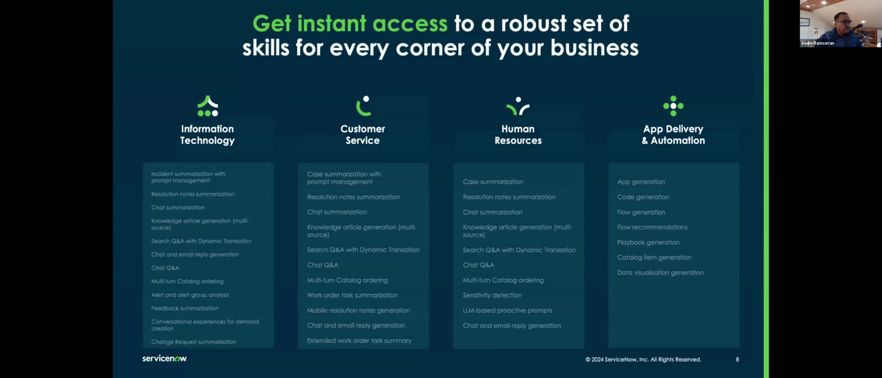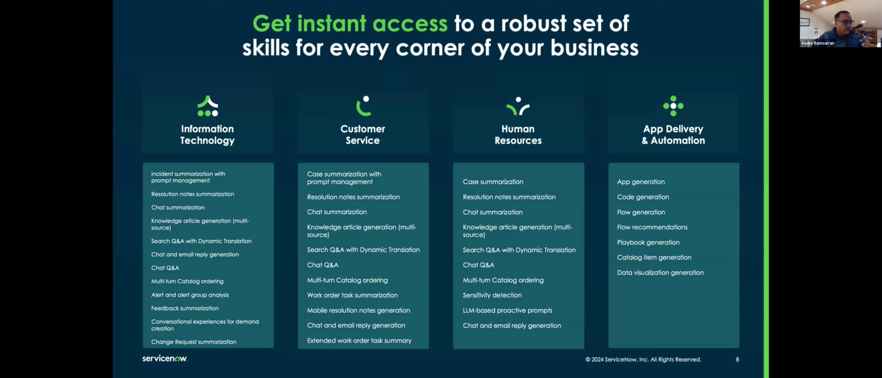Now, with Now Assist, we have released out-of-the-box AI capabilities, what we call skills, for a number of workflows. For example, in ITSM or CSM or HR, you will see workflows. A lot of these skills in general relate to things such as summarization or generation or Q&A, or even the ability to author responses for emails or chat, for example.